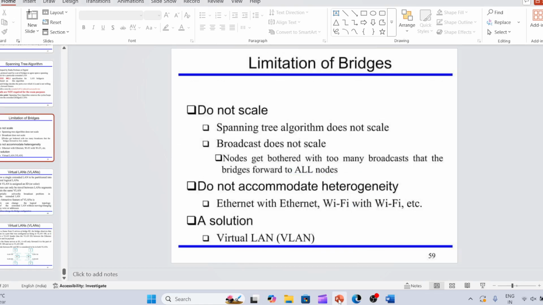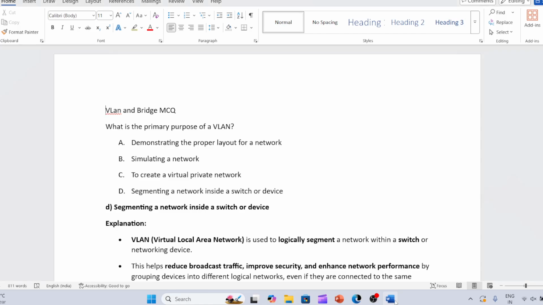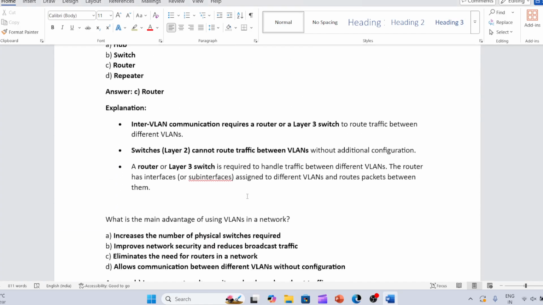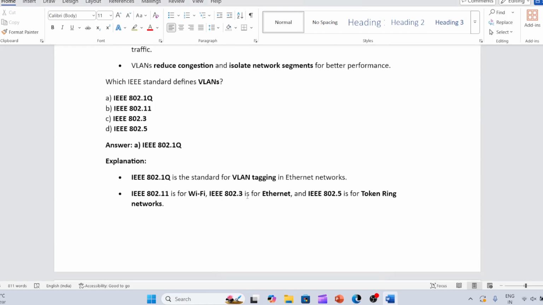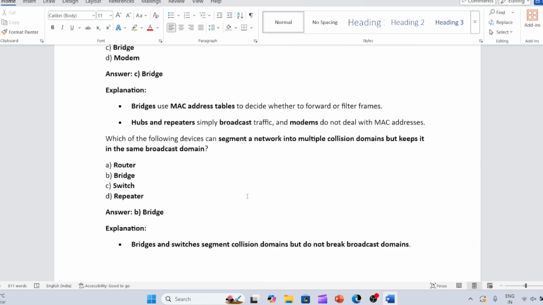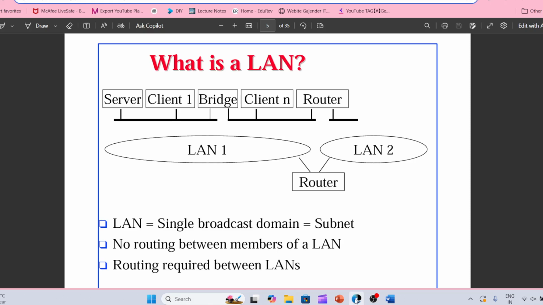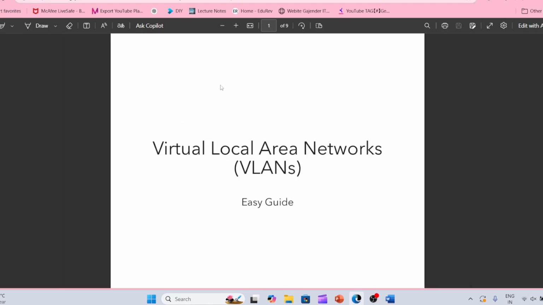In this class, we are going to see about VLAN, also known as virtual LAN, and limitations of bridge and bridge-related MCQs. First, we are going to understand the theory. Once your theory concept is clear, then we are going to see the MCQs. So, virtual local area network, VLAN.